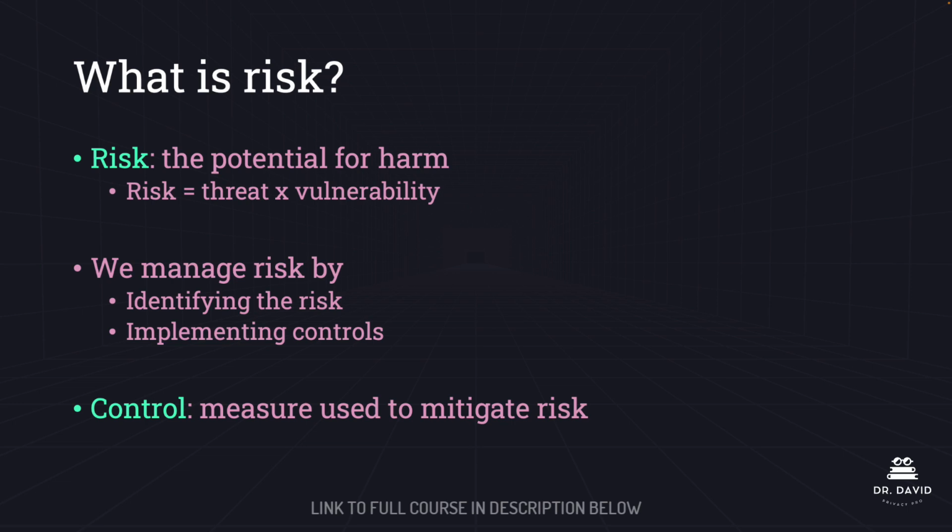And we're using multiplication here because if we do not have a threat, if the threat is 0, then the risk is also 0 because anything times 0 is 0. Similarly, perhaps we have a threat but no vulnerability, then again we have no risk. In short, and again we discuss this in more detail in Domain 3, we manage risk by identifying the risk and then implementing a control. And a control is a measure that is used to mitigate risk. This is all you need to know for now.